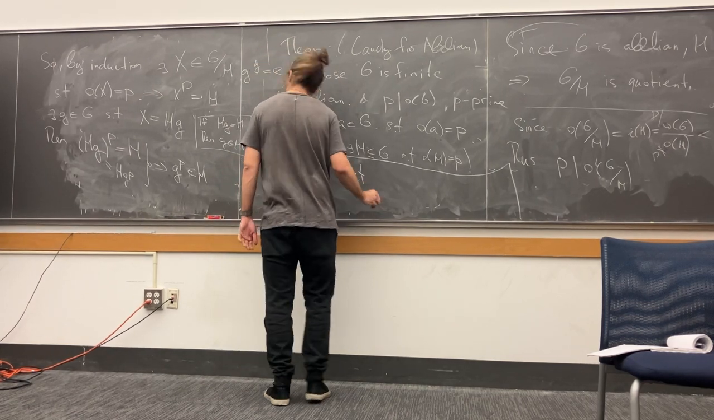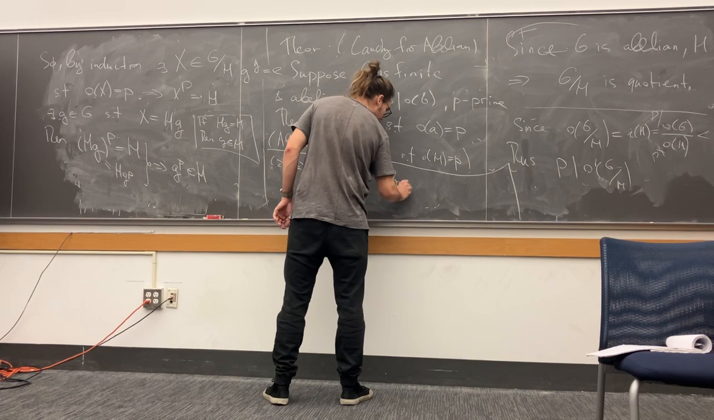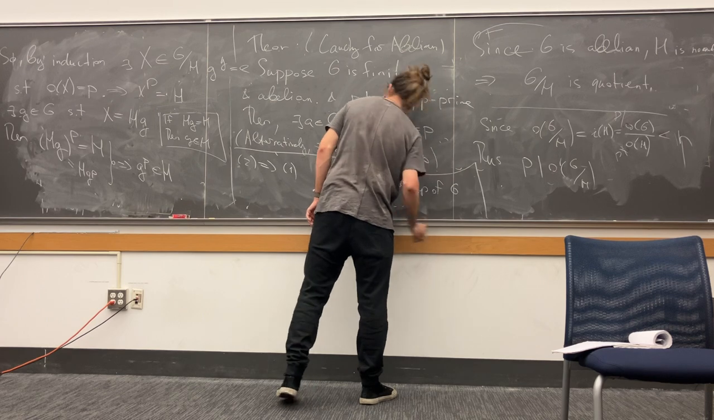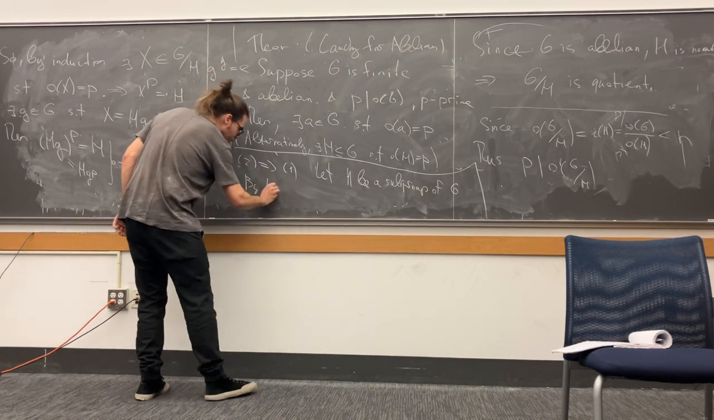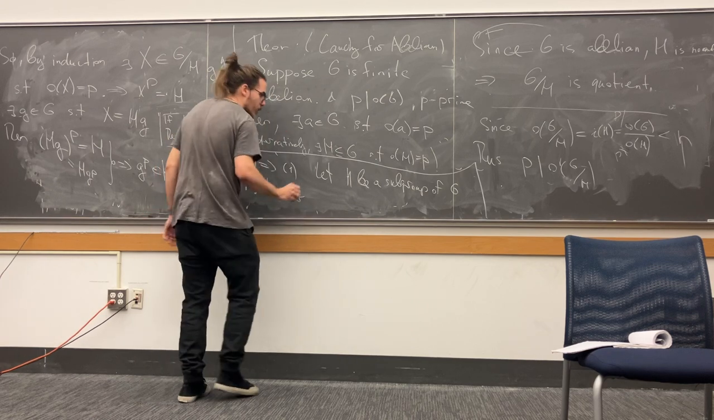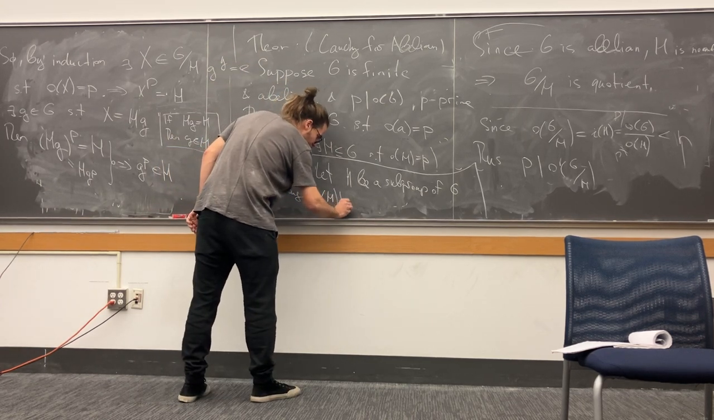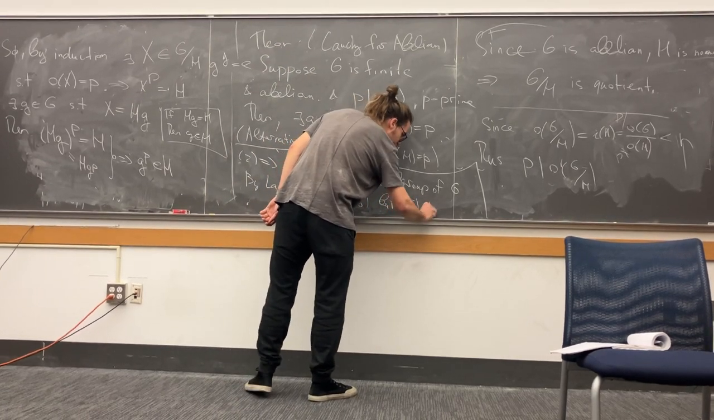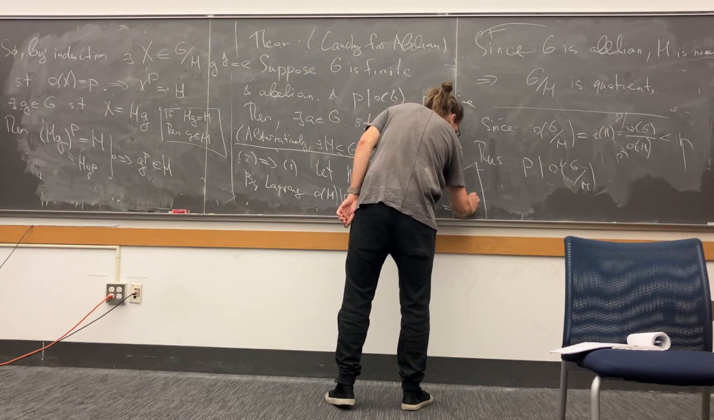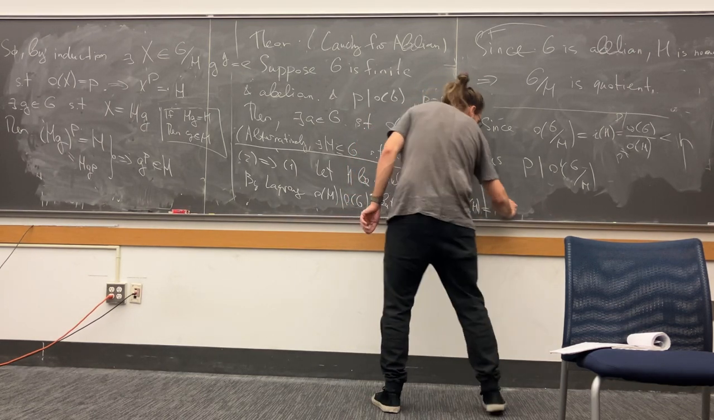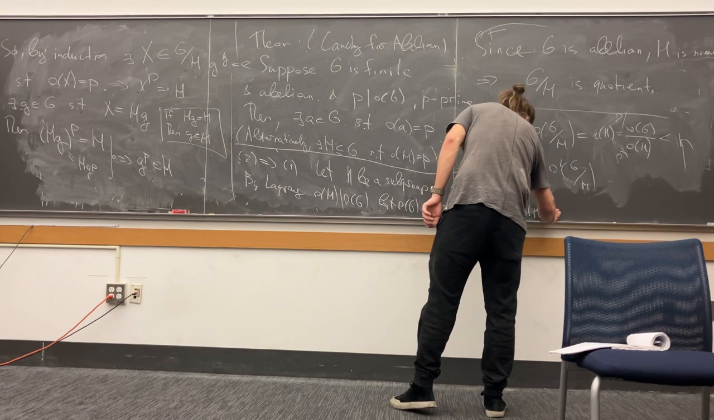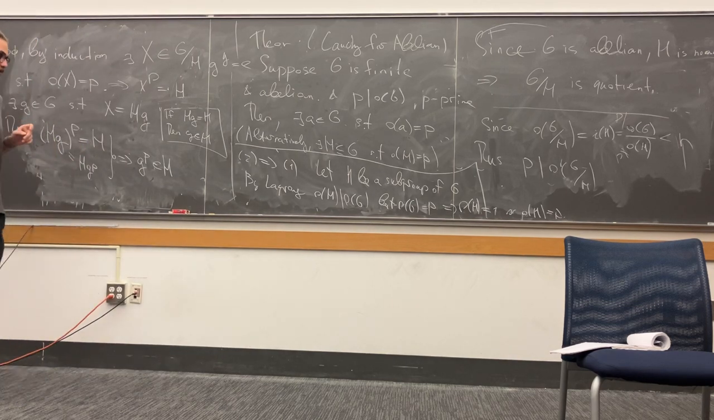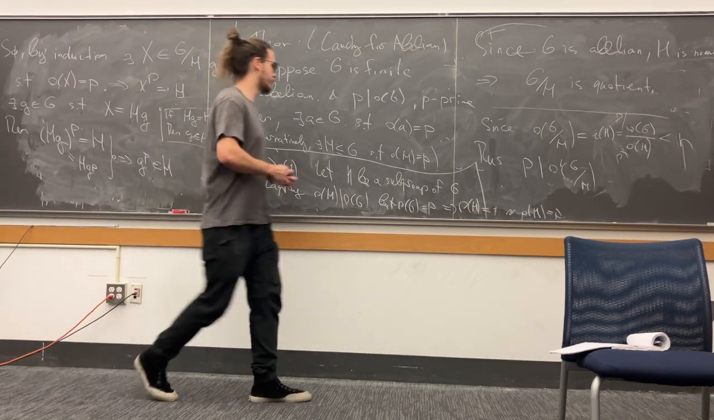Let H be some subgroup of G. By Lagrange, the order of H divides the order of G, but the order of G is prime, so either the order of H is 1 or the order of H is P, which forces it to be trivial, but we are searching for non-trivial. Okay, so 2 implies 1 is easy. How do you prove 1 implies 2?